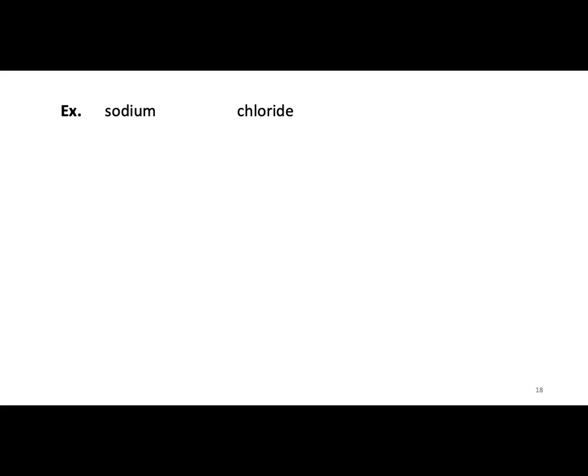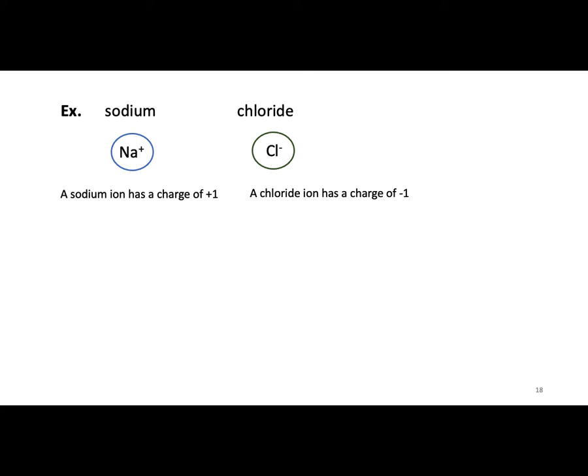All right, let's try another example. Here's sodium. Sodium ion has a charge of +1. Here's chlorine. Chloride ion has a charge of -1. So the total charge +1 plus -1 is 0 or neutral. We don't need to add any more ions here. So our formula is NaCl. That's table salt.